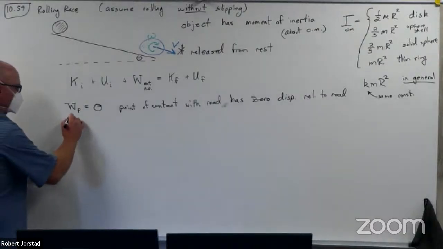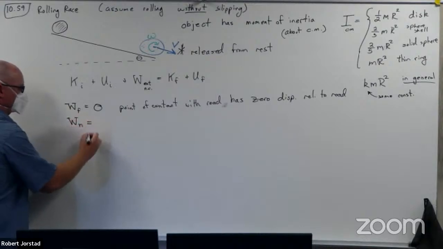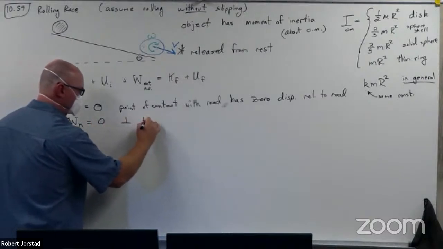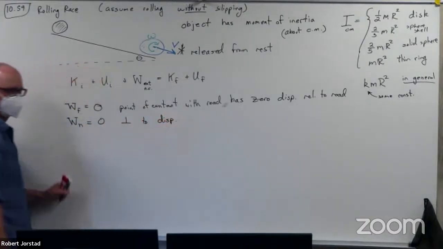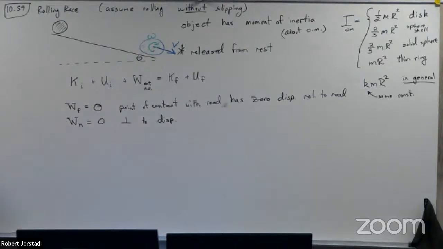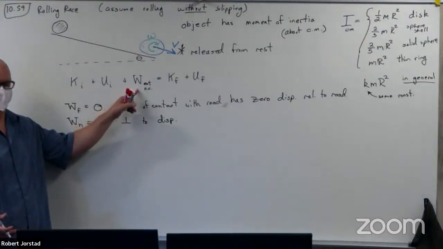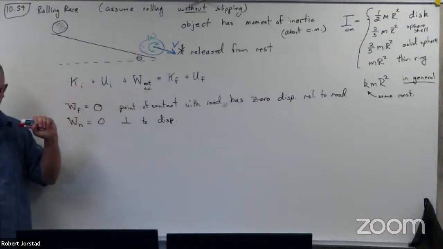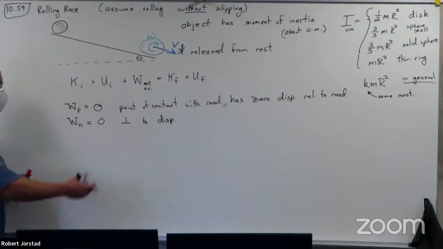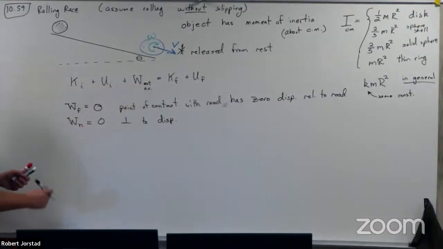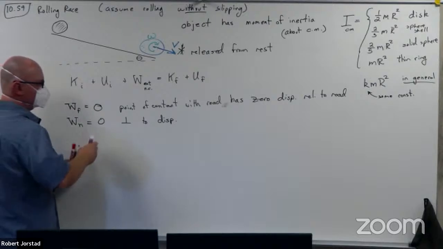What about the work done by the normal force? Perpendicular. It's perpendicular to the displacement. What about the work done by gravity? Is gravity going to do work on this? Yes. Do I need to worry about the work done by gravity, or are we going to account for it in the U? We're going to account for gravity in the U, right? So we're not going to include it in this term. So then, is everyone okay that the work done is 0?